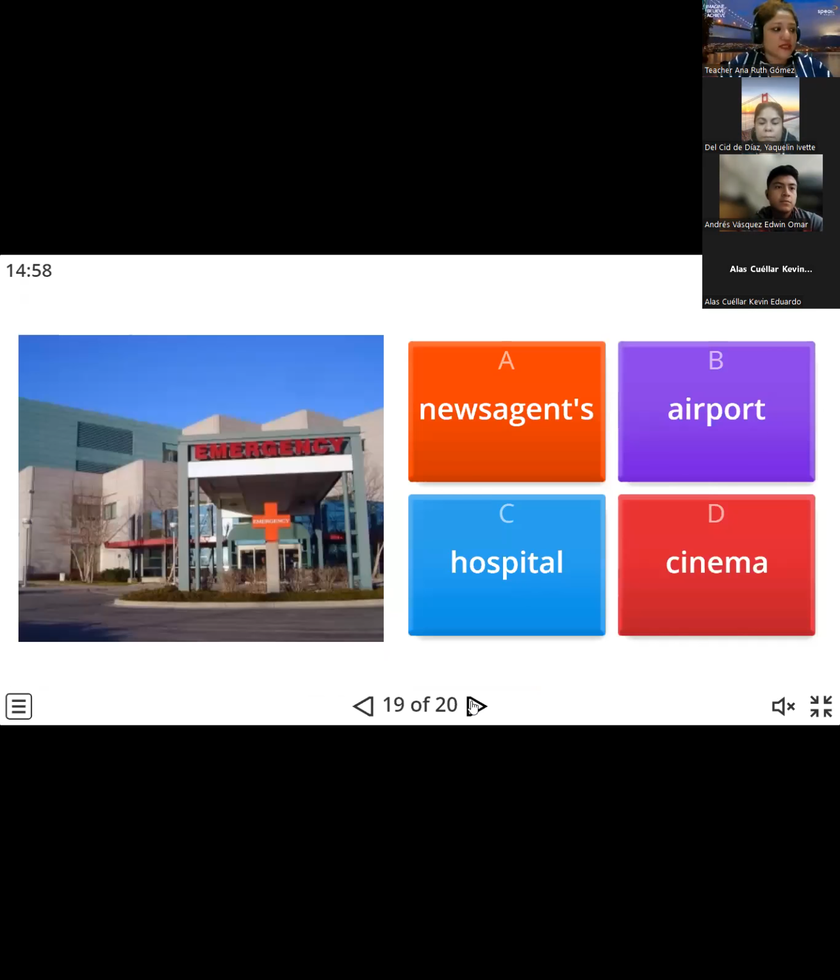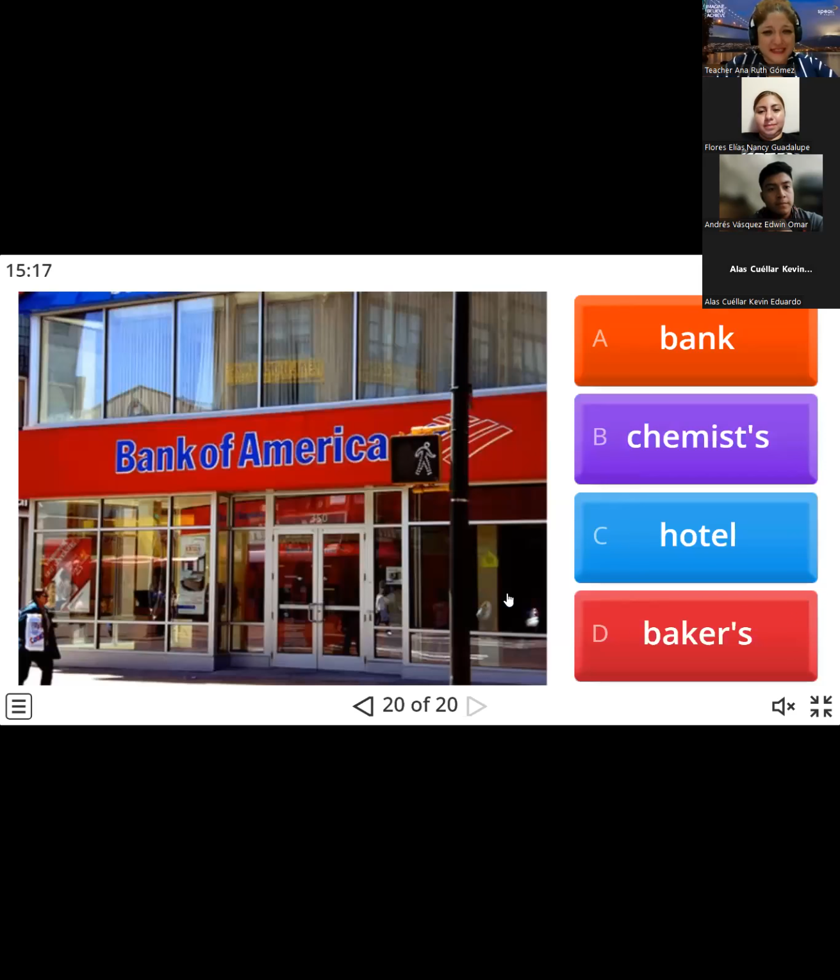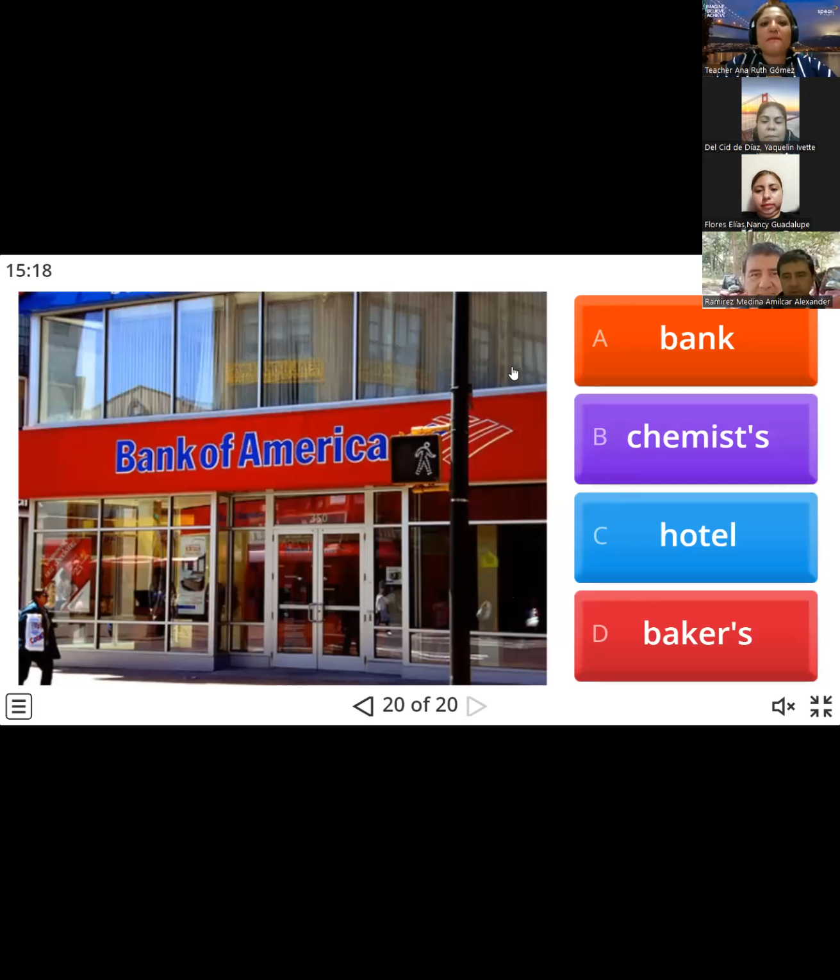What about the next one? It's a hospital. All right. It is a hospital. What about the next? It is a bank. Very good. Excellent. We're done. All right. Very good.